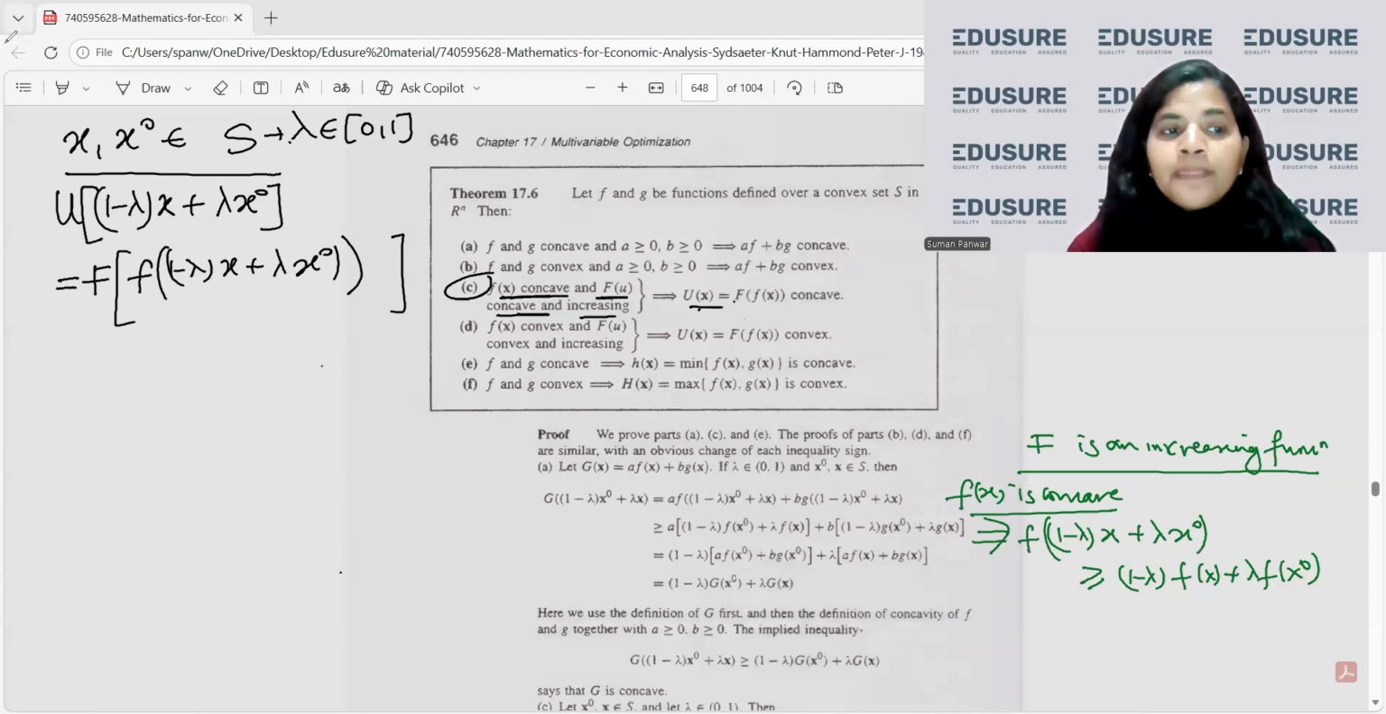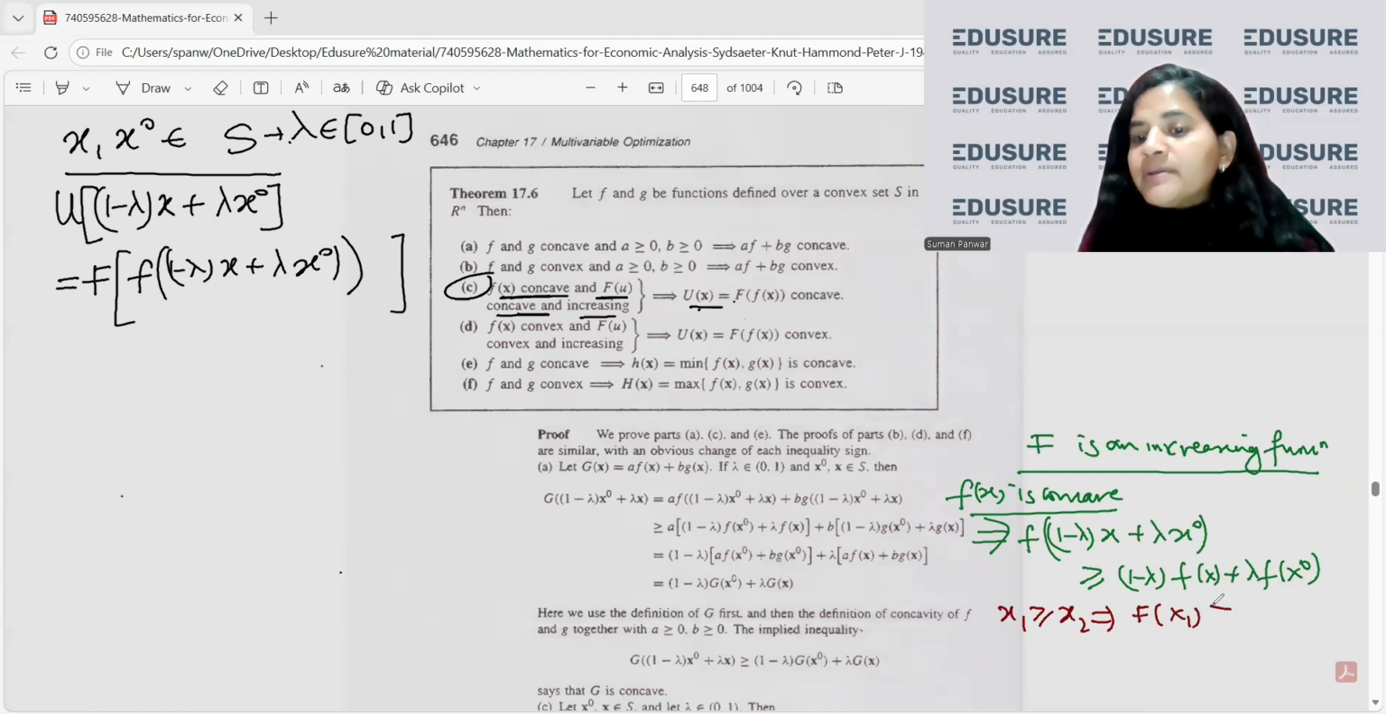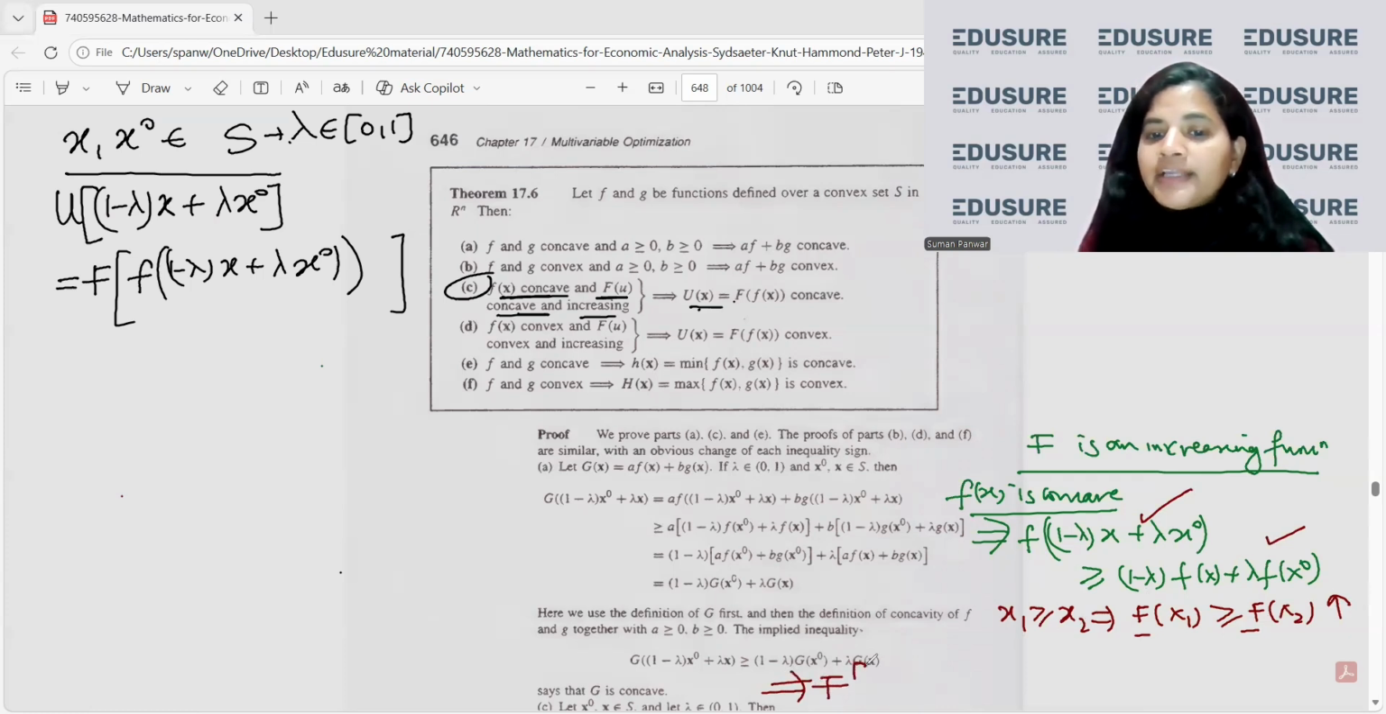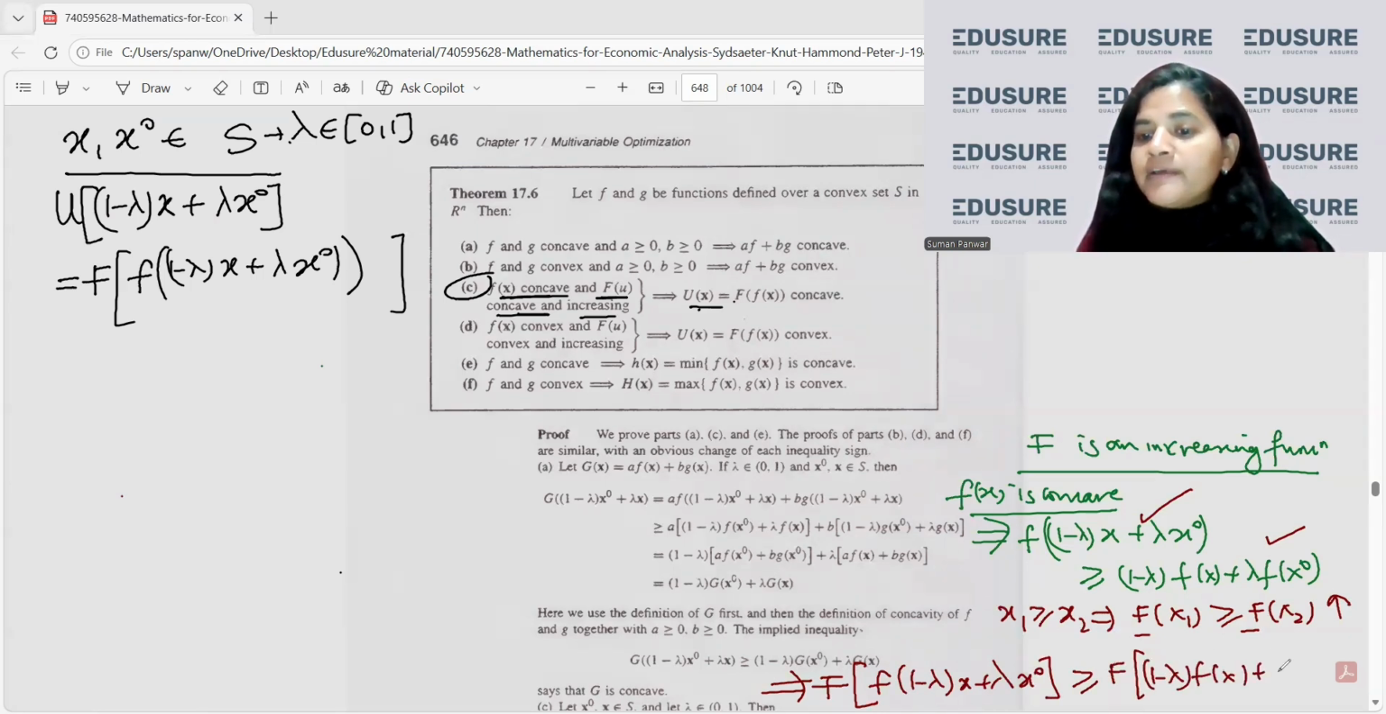This is by concavity. Now you know what happens if a function is increasing: x1 greater than or equal to x2 should imply capital F(x1) greater than or equal to capital F(x2), because capital F is an increasing function. So now this is my x1 and this is my x2. So this would imply that capital F of (1 minus lambda) x plus lambda x naught should be greater than or equal to capital F of (1 minus lambda) f(x) plus lambda f of x naught. This is the most important part of this proof.